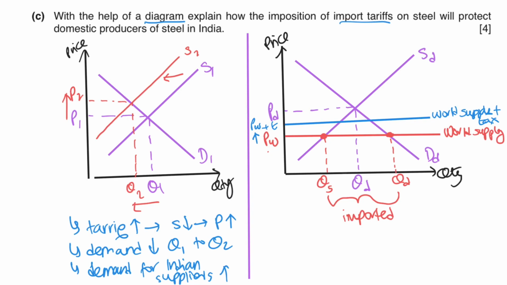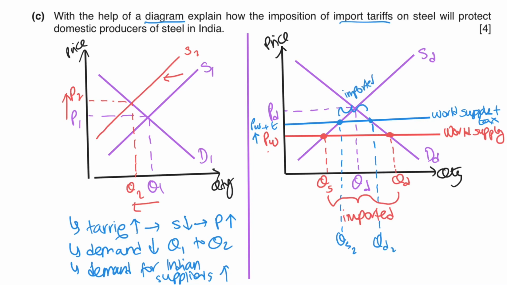At this new higher price, the domestic producers are able to supply a little bit more. So you see it's hitting the supply curve here. I'm going to drag it down, QS2, and it's hitting the demand curve here. Drag it down. So now the amount that is required for the people to import has fallen.